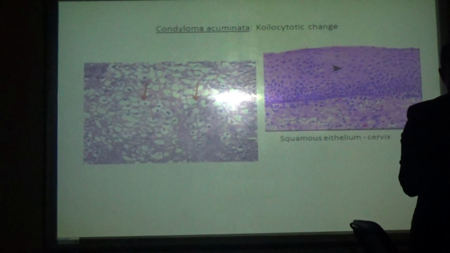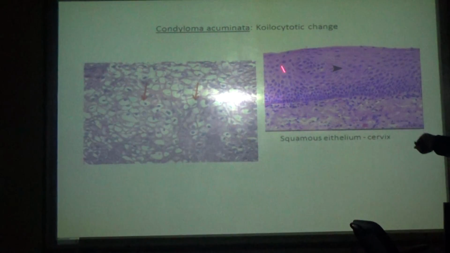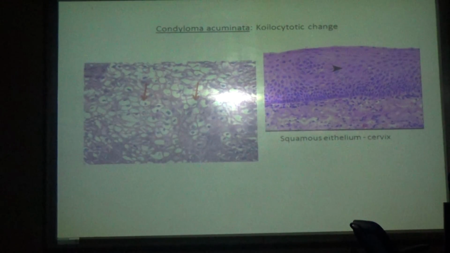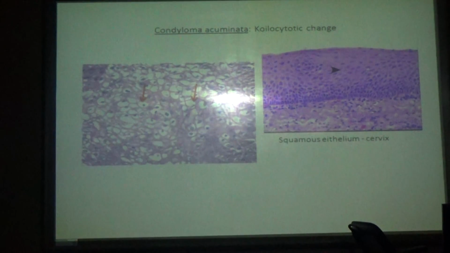In the cervix, this layer is the ectocervix. What you are seeing is squamous epithelium. If the patient has been infected by human papilloma virus types 6 and 11, it causes changes. The first main change is coilocytotic change. You can see here the epithelium which is close and adherent, and here you can see the difference.